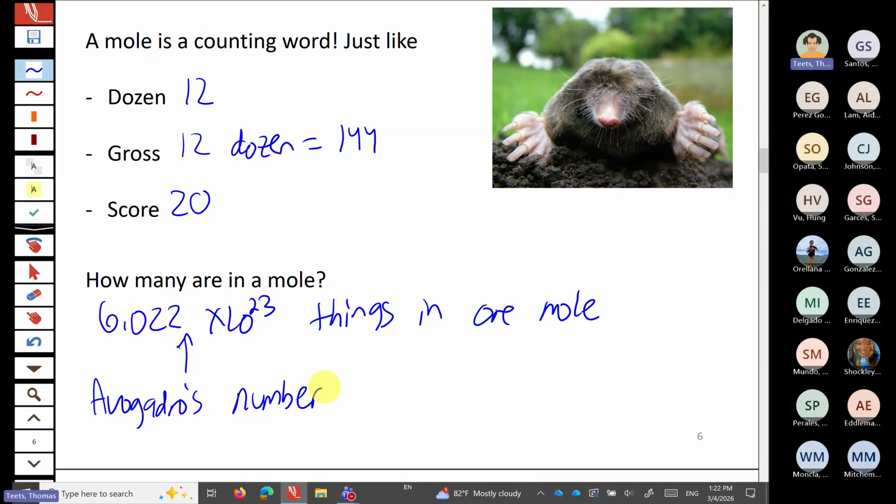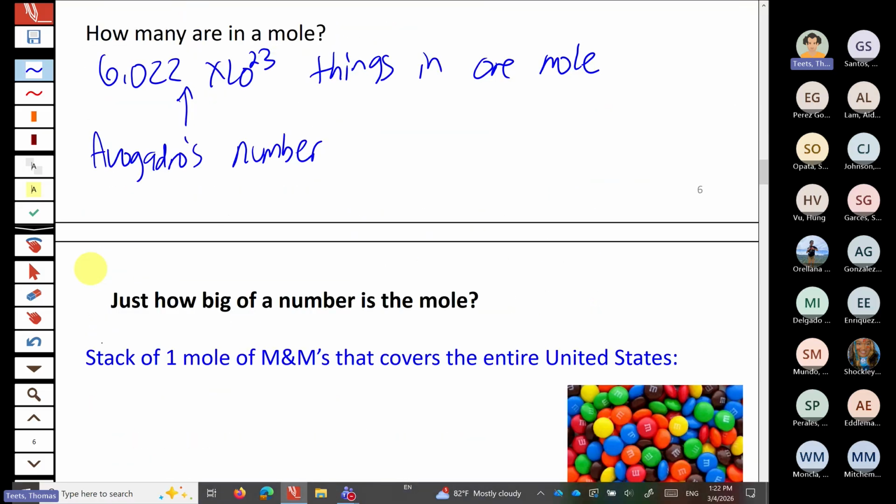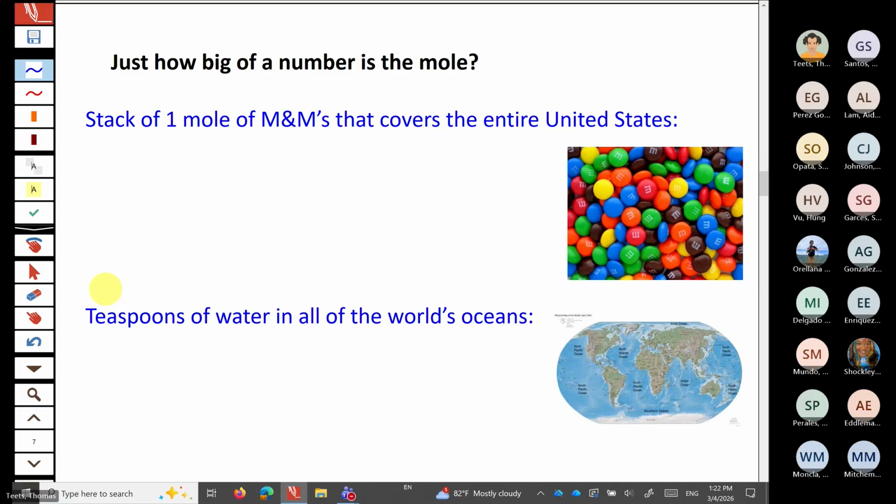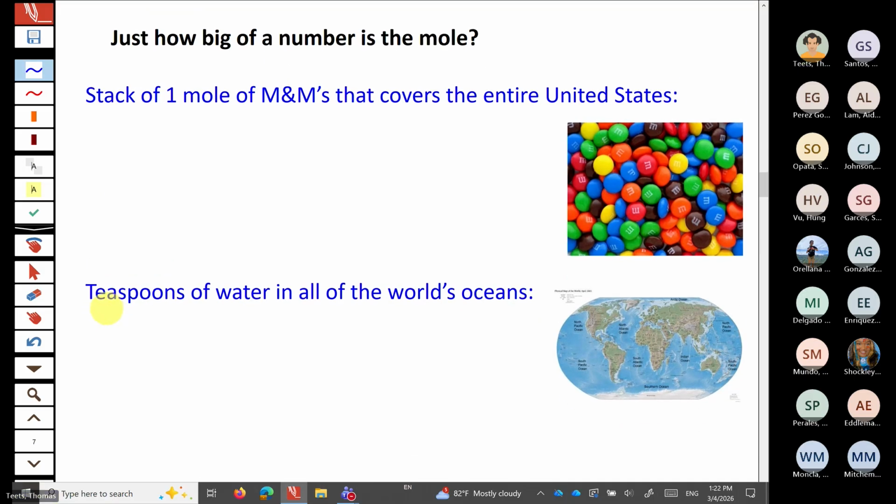But let's see what happens if we use Avogadro's number, or the concept of a mole, to count things that are a little bit larger in size. All right, so this is just like an order of magnitude problem. I'm not going to go through all the math in detail, but let's say we had 1 mole of M&Ms, and we were going to cover the entire United States with those M&Ms. Now, does anybody want to guess how many layers of M&Ms that would be?